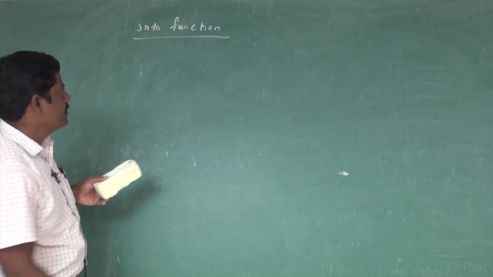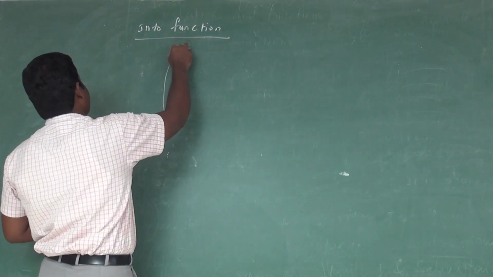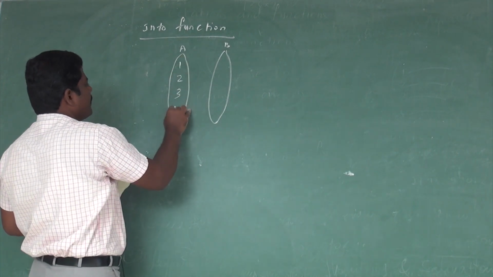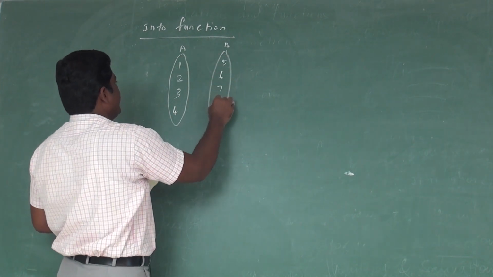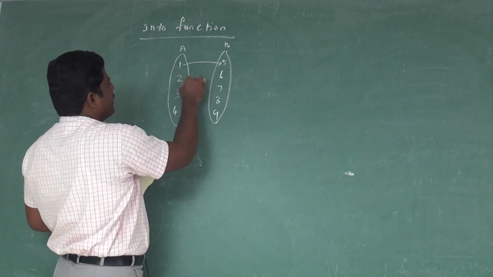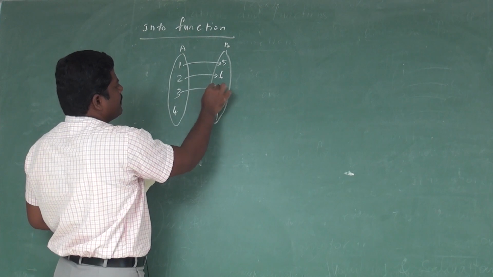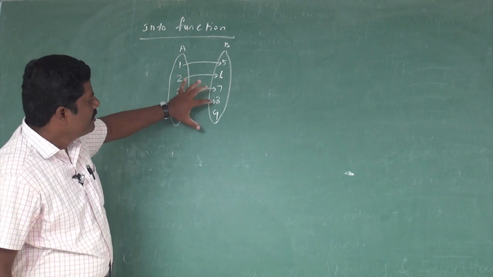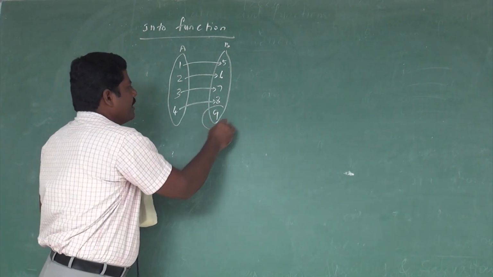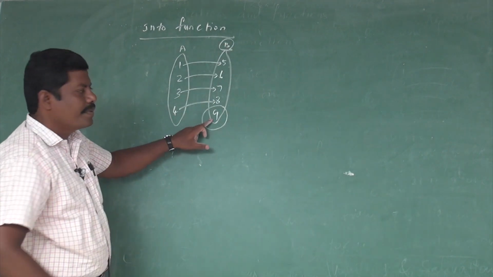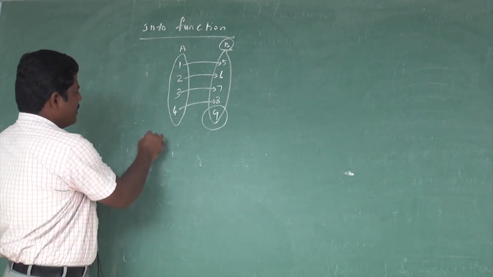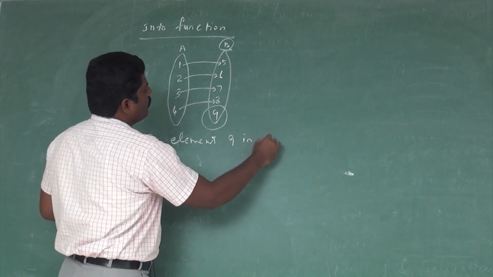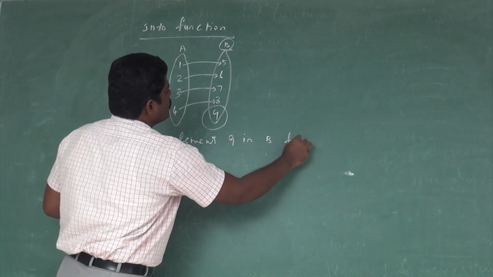Okay, next, into function. We take an arrow diagram. This is domain A, this is codomain B. You take some elements in A: 1, 2, 3, 4, and some elements in B: 5, 6, 7, 8, 9. So 1 is mapped with 5, 2 is mapped with 6, 3 is mapped with 7, and 4 is mapped with 8. So this is an into function because the element 9 in codomain B has no pre-image. Therefore it is an into function.